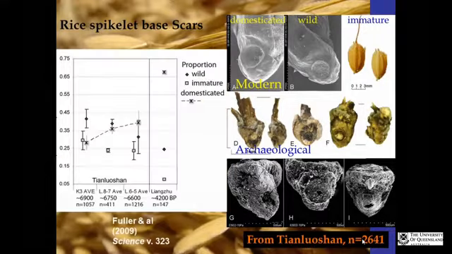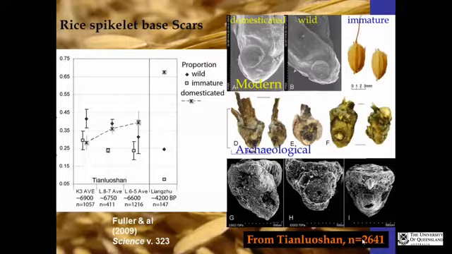Anyway, from Tianluoshan, we could take the different layers of the site, earlier, middle, and later, and we could count these things up. They're kind of small and fiddly, and it took quite a bit of time, but here we go. Over time, what you see is that in the lower levels of the site you've got a dominance of the wild type, and those decline over time at that site. And here's the domesticated type, the non-shattering type, and those increase over time. And these are the immature ones, so they decline.